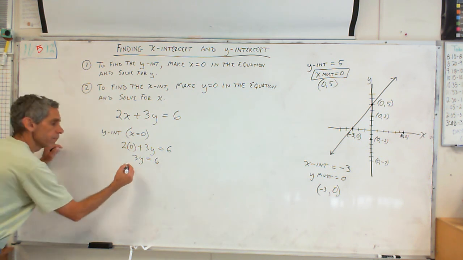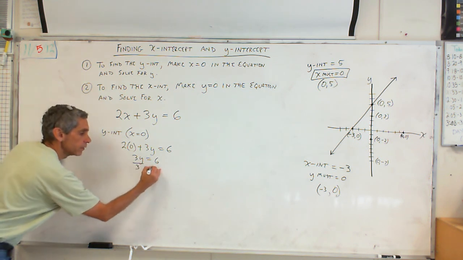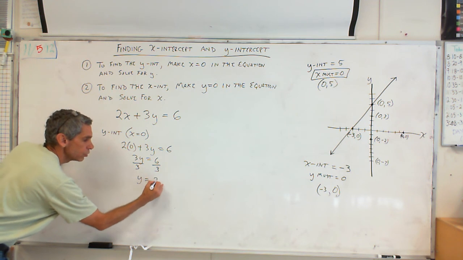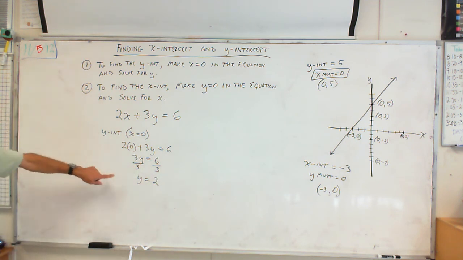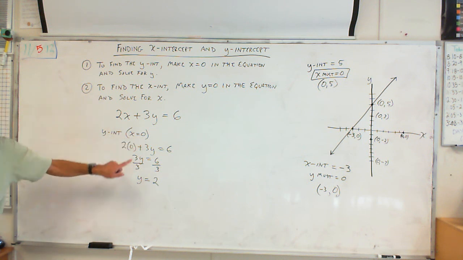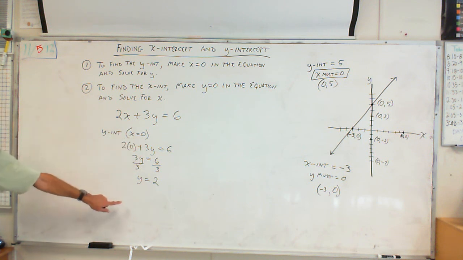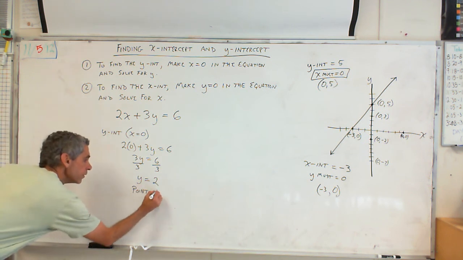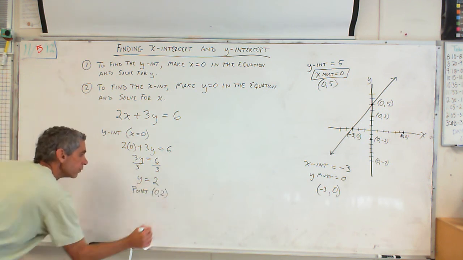All right. Divide by 3. My y is equal to 2. And what am I solving for? I'm really solving for my y-intercept, which is 2 when x is 0. So what is my point? 0, 2. So my point is 0, 2.